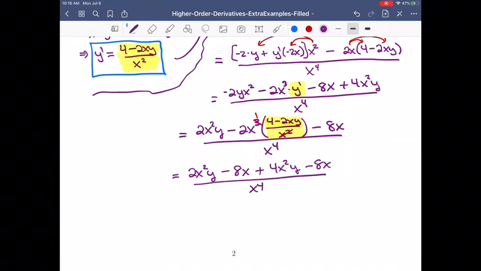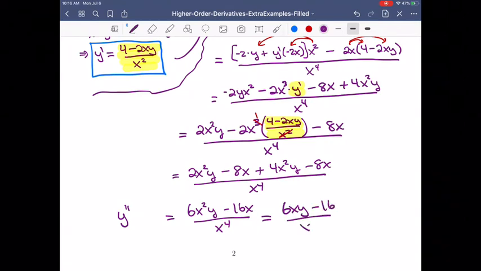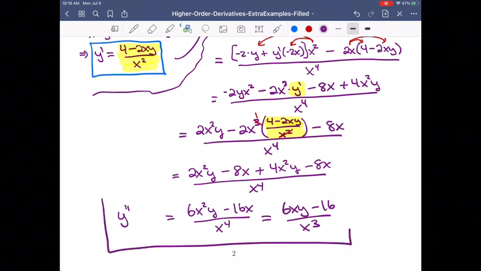And again, I have some like terms. So y double prime here is going to be 6x squared y minus 16x over x to the 4, which, so I could cancel out an x. So it's going to be 6xy minus 16 over x cubed is going to be my final answer for my y double prime.